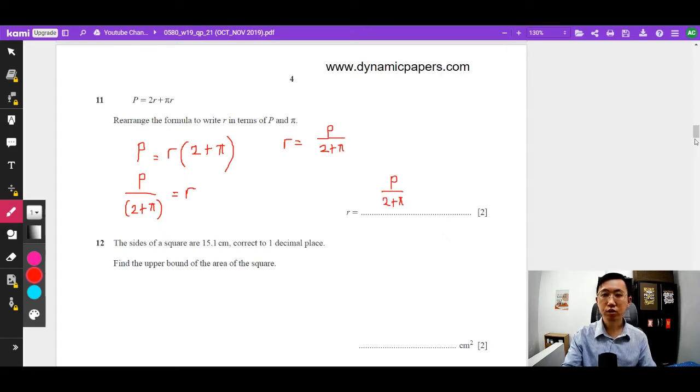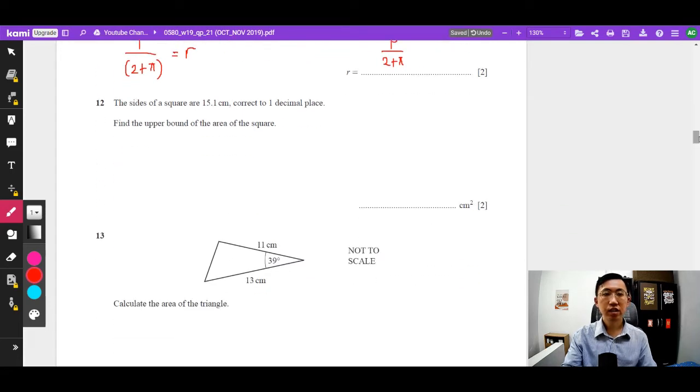Okay, so let's do number 12. The sides of a square are 15.1 cm, correct to 1 decimal place. Find the upper bound of the area of this square. So I can recognize this chapter. This is the upper bound and lower bound chapter. So what you need to do, underline keyword. Remember, we need to adjust the numbers first. Correct to 1 decimal place, you purposely give 2 decimal place.